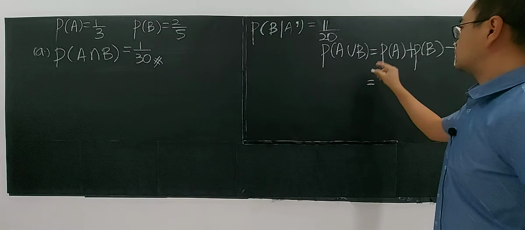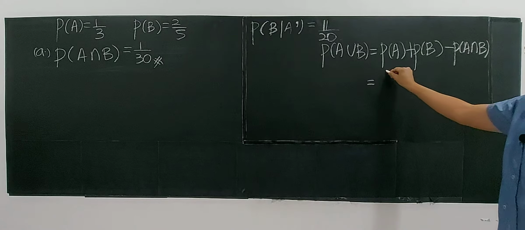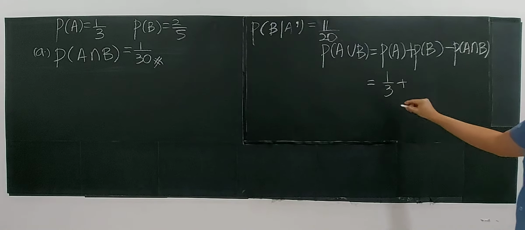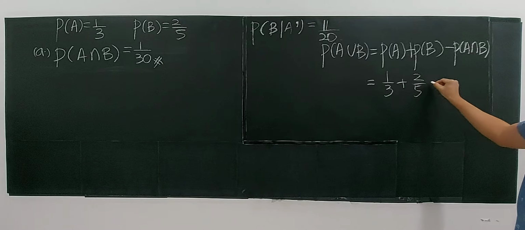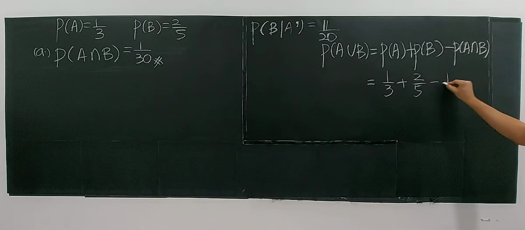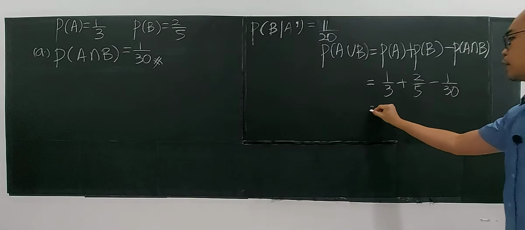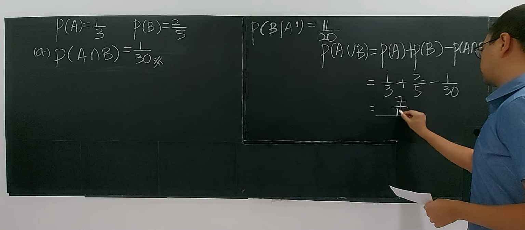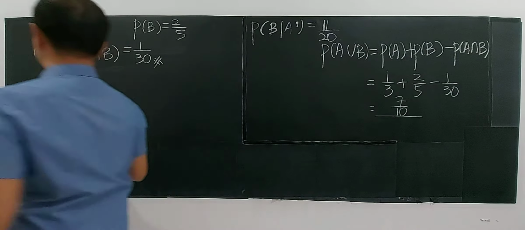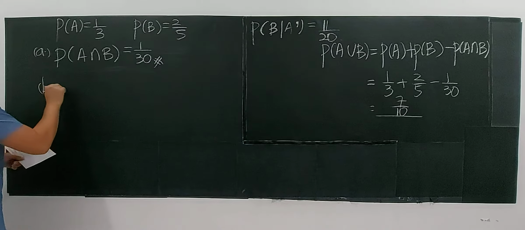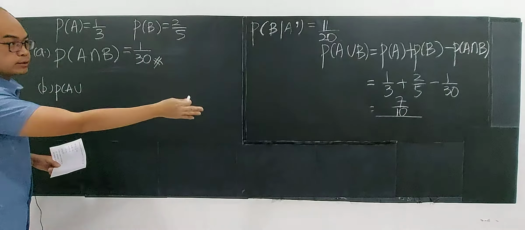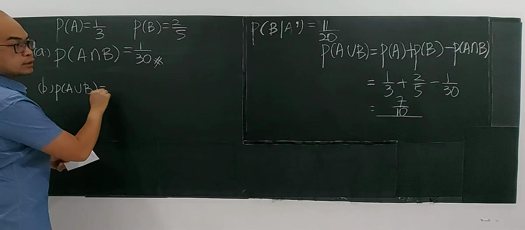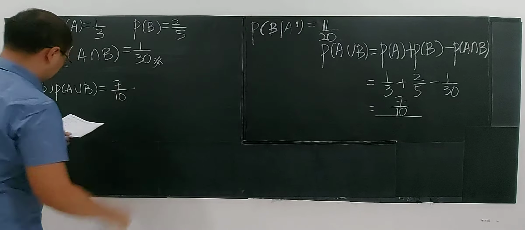So now I want to know the answer for A union B. Very simple, I just put in all the values. I have 1 over 3 plus 2 over 5 minus the intersection 1 over 30. Then definitely I will get my answer. Let's calculate, which gives the answer of 7 over 10. With that working, that is what you need to show, 7 over 10.